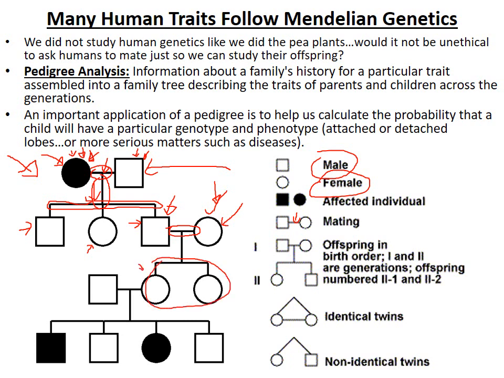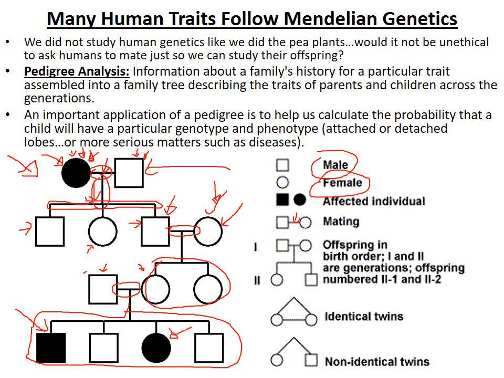And this girl mated with a boy over here from a different family, and they started their own family, and they had 4 children, 3 boys and 1 girl. 1 boy affected by the condition you're studying, 1 girl affected by the condition you're studying.